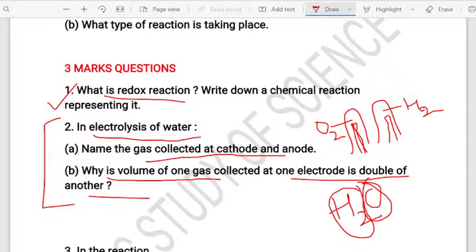So as the hydrogen atoms are 2 in number, the volume of gas collected at the cathode is more compared to the anode. The hydrogen gas collected at the cathode is more compared to the anode because there are 2 atoms of hydrogen. Okay, you should know this; as soon as you see this diagram, you will know.